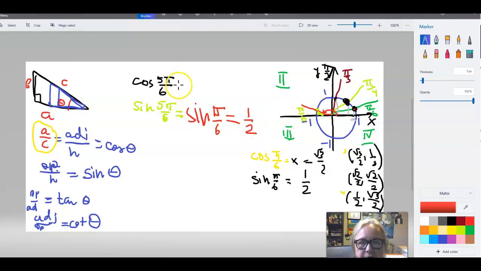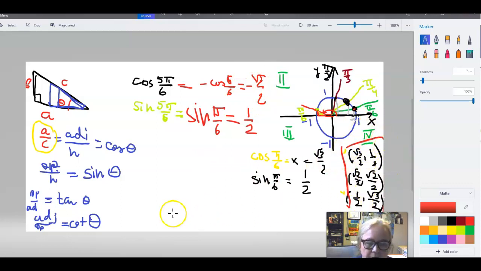But what about cosine 5 pi over 6? Cosine is adjacent. Adjacent to this angle is this side. So the cosine will be negative cosine pi over 6, because it's symmetric but on the opposite sides of the y-axis, so it will be negative square root of 3 over 2. And that's how you can apply it. So you need to memorize just these angles.